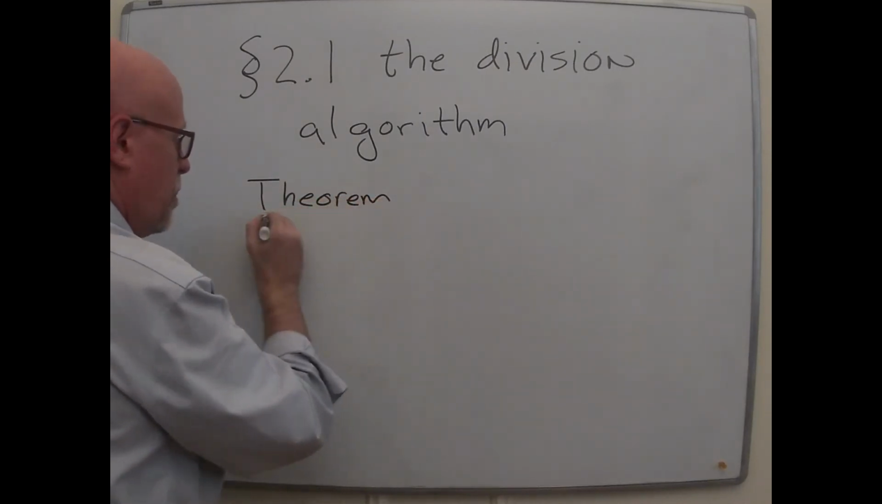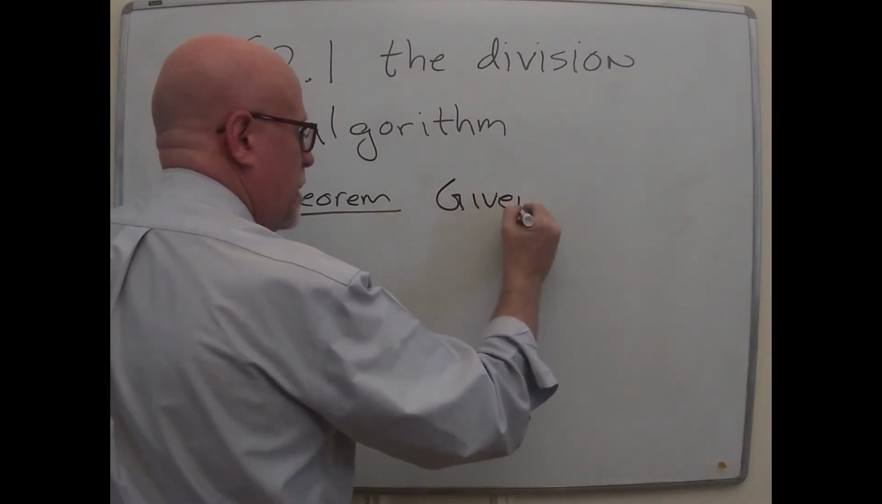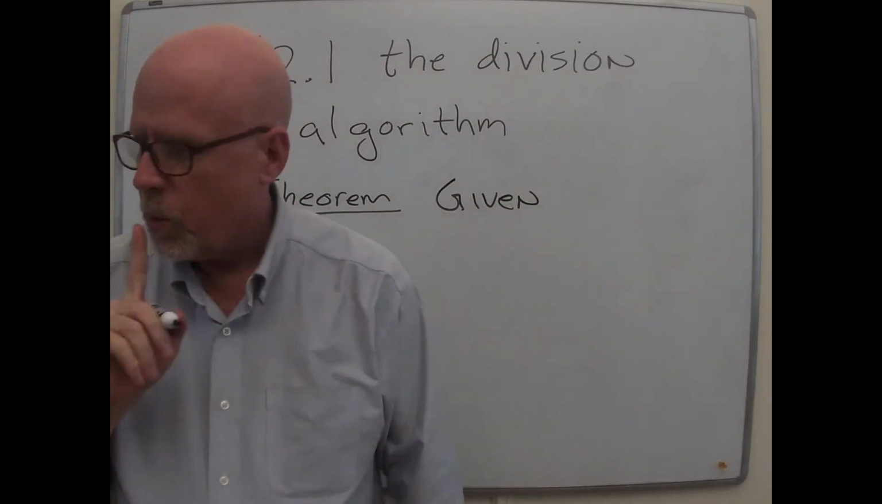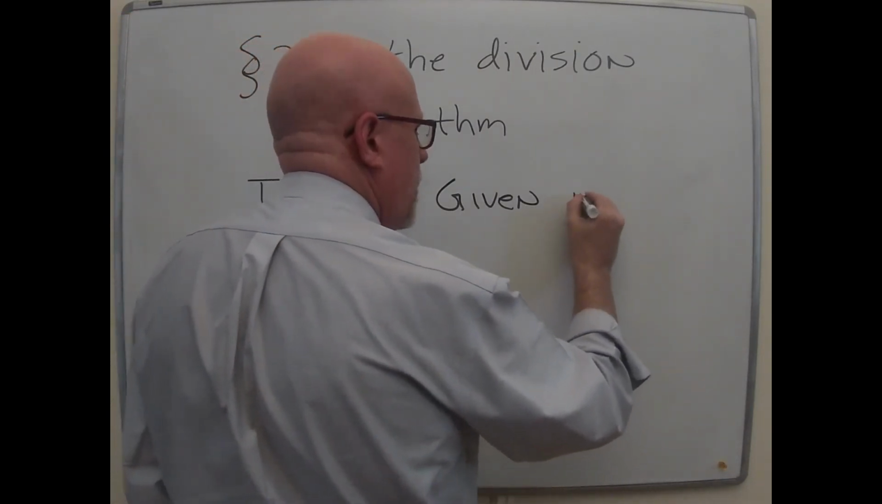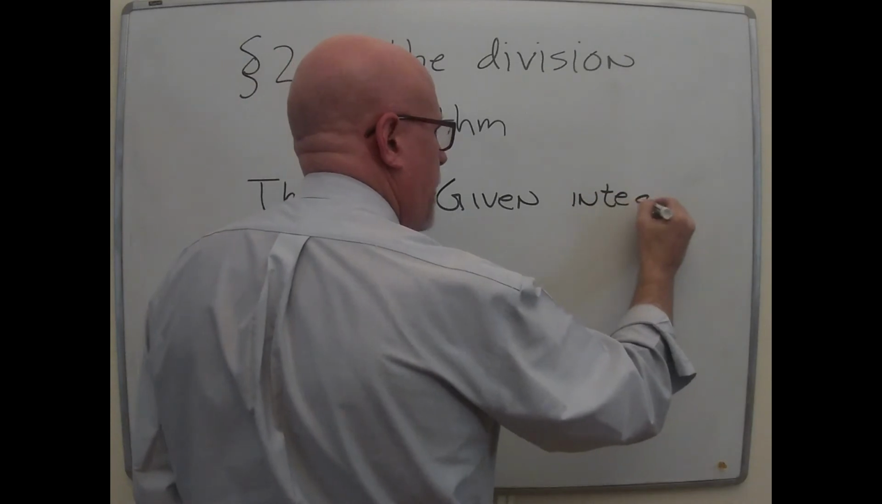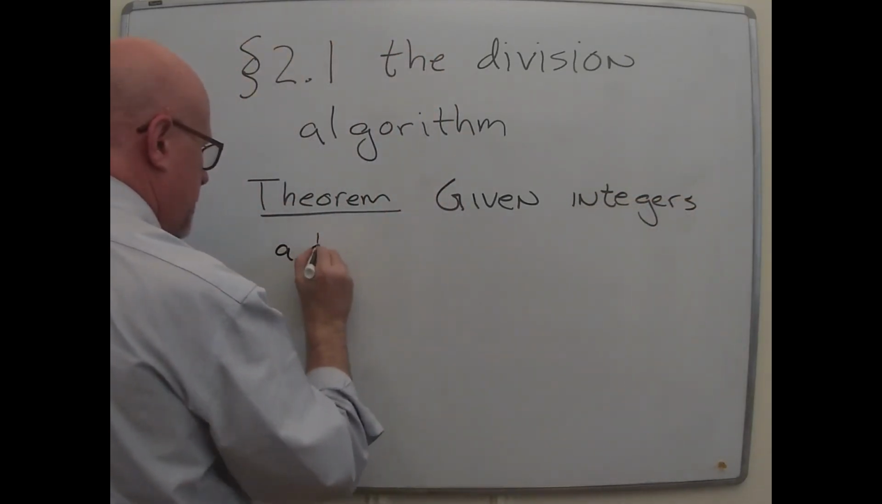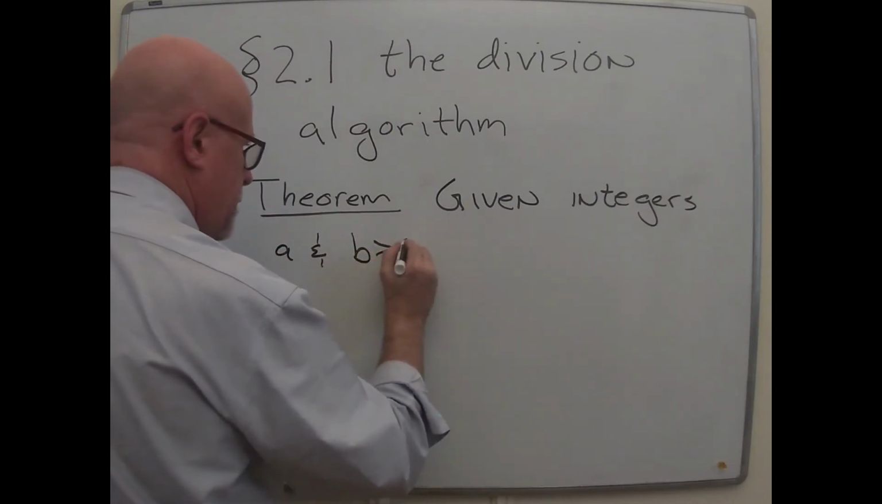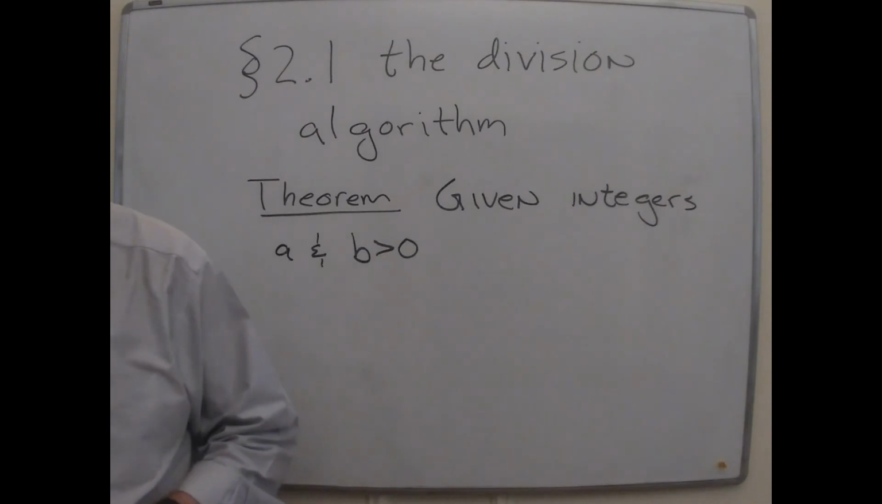If you have two numbers, n and d, oh, wait a minute, I better stick with a and b because that's the way they do it in the book. Given integers a and b, with b being a positive one. So a can be positive, negative, 0, but b's got to be positive.